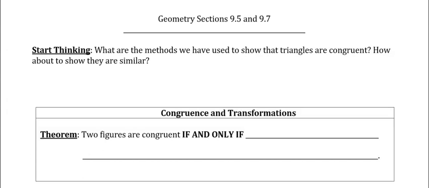So what are the methods that we've used to show triangles are congruent? What is one of the methods that we've shown triangles are congruent? SAS. What's another one? SSS. Another one. ASA, AAS, and HL. Those are the ways that we've shown that triangles are congruent so far.